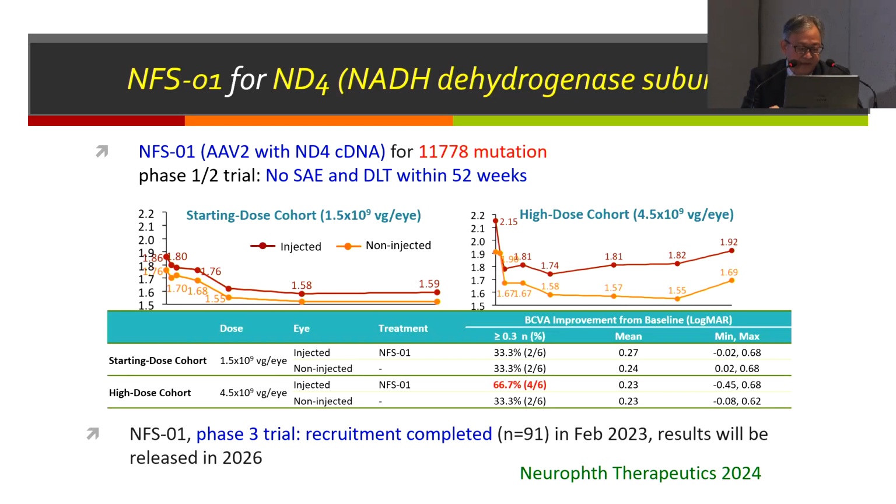For the phase 3 study, the recruitment was completed in February 2023, and they said the data should have come out last year. However, we haven't seen the data. I have contacted Professor Li Bing, and he told me the data will be released next year.